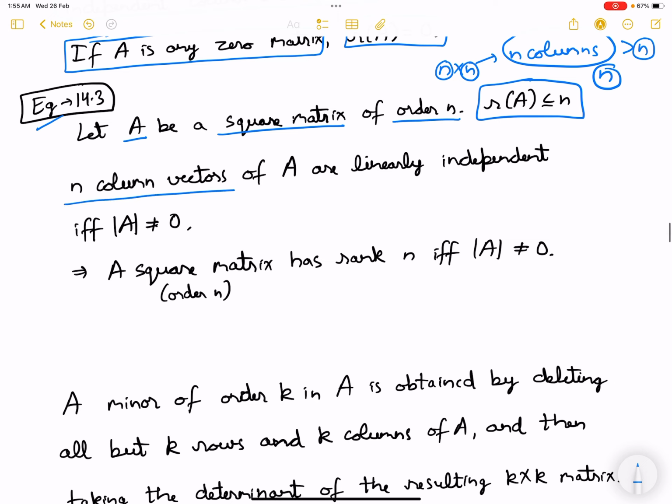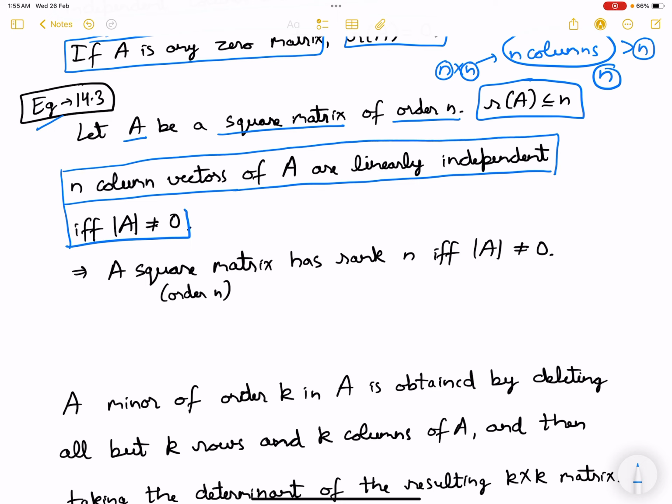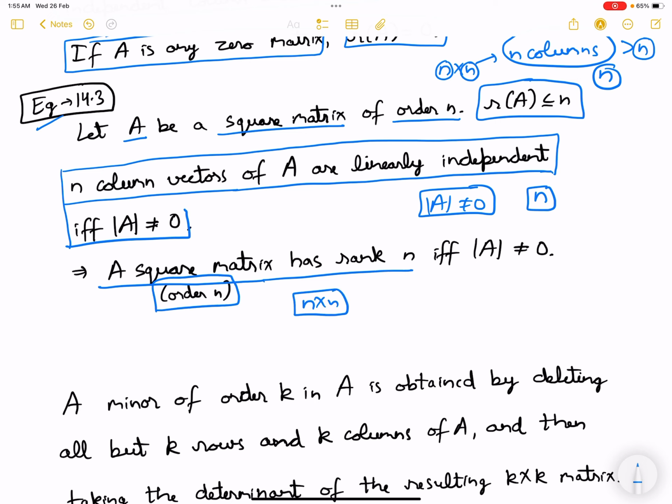So the n column vectors of A are linearly independent if the determinant of A is not equal to 0. So for a given matrix, if the determinant of A is not equal to 0, then the square matrix would have rank n. So a square matrix of order n has rank n. It was an n cross n matrix, and if the determinant of A is not 0, then the rank of A is n.